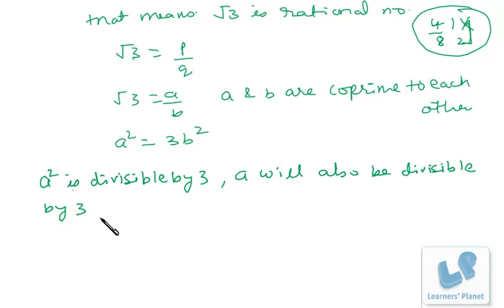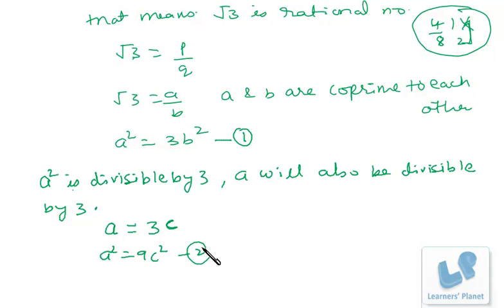Now if a is divisible by 3, we can present a as a multiple of 3 with any third integer, suppose c, right? That means a is a multiple of 3, and c is any other integer, any third integer. So a can be written as 3c, right? Now just square it. So a square is what? 9c square, right? Now I assume this equation to be 1 and this equation to be 2.